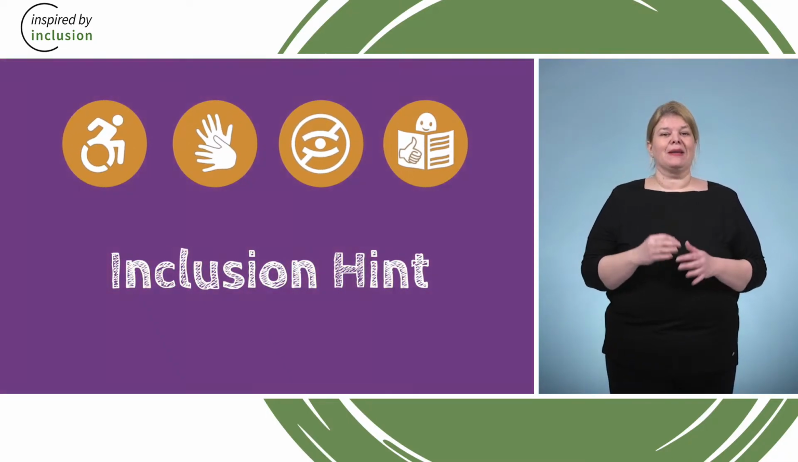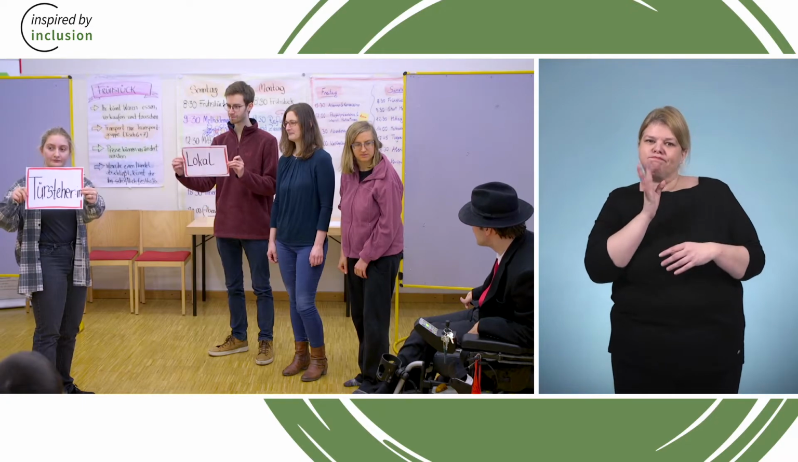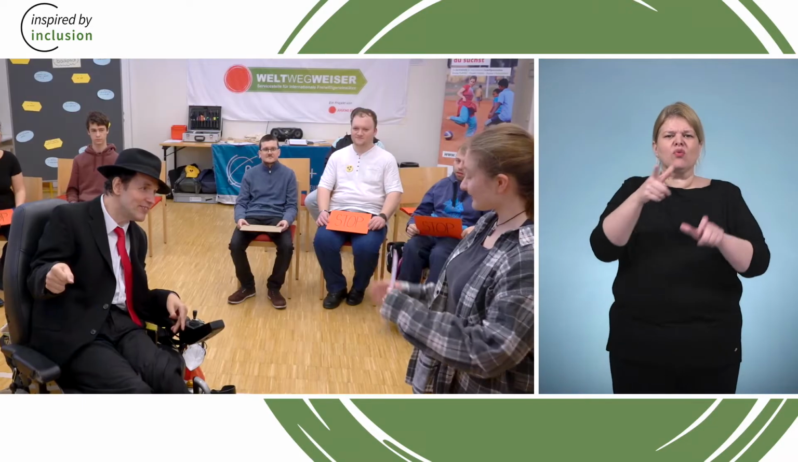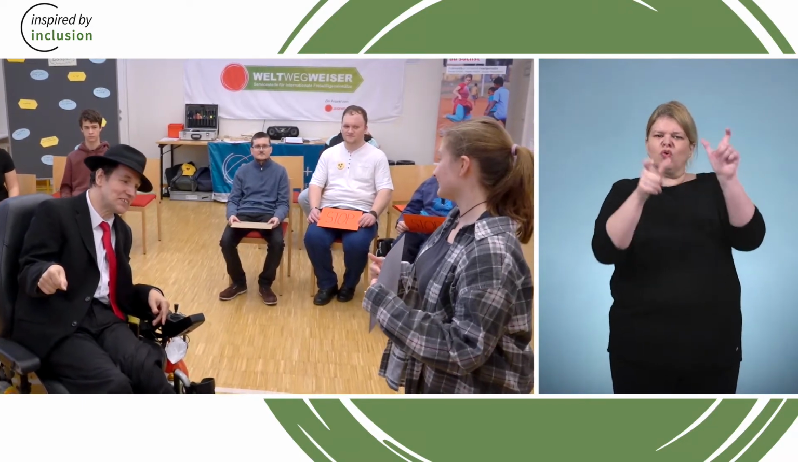Inclusion hint. For better understanding for everyone, especially for people with visual impairment, it is important to explain the scenes at the beginning. Where is the scene set? Who are the characters? How do they relate to each other? While playing the scene, the actors can describe their actions themselves. It is good to play the scene slowly.